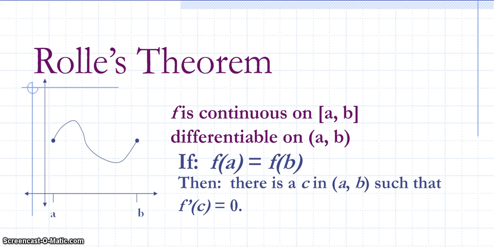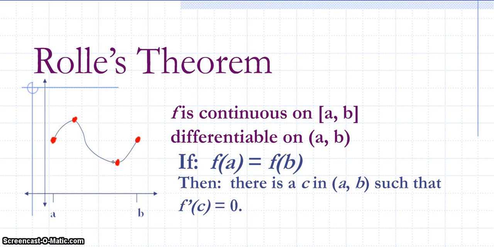Alright, so Rolle's theorem says if f is continuous on the closed interval a to b and differentiable on the open interval a to b, if f of a equals f of b, then there is a c, some point in between a and b, such that the derivative at c equals 0. That should make sense. So if you look at this picture I have here, this point and this point have the same y value, therefore somewhere in between there has to be a slope of 0. So there the derivative would equal 0, and here the derivative would equal 0.